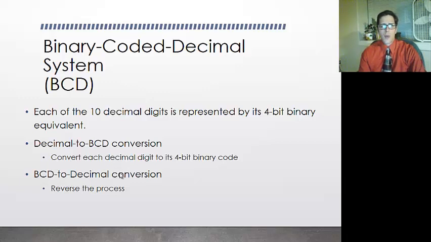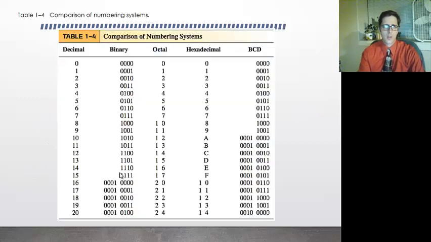So what is a binary coded decimal system? BCD number. Each of the 10 decimal digits is represented by its 4-bit binary equivalent. So decimal to binary coded decimal conversion. Convert each decimal digit to its 4-bit binary code. So BCD to decimal conversion, and reverse the process.